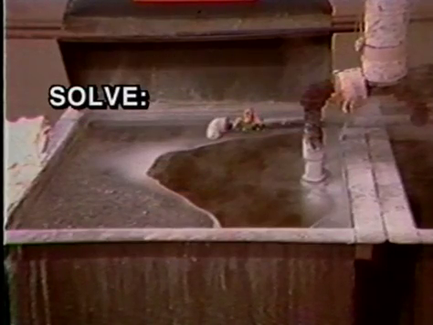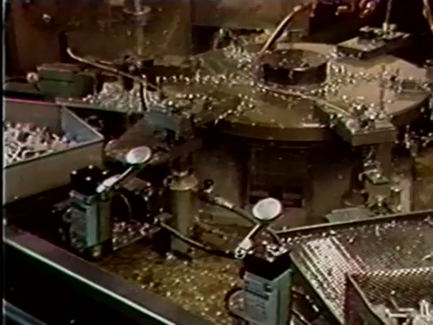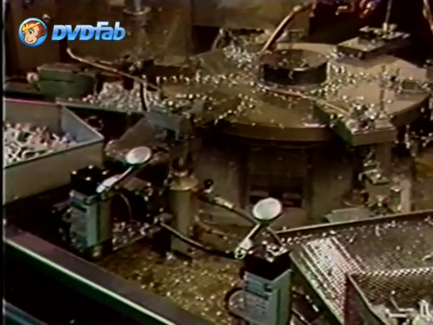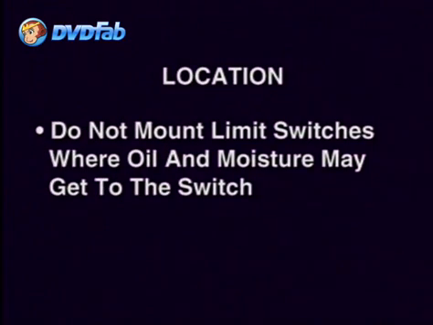To solve this problem, you may use or attach additional extensions to the levers to avoid proximity to a potential problem area within the machine and still provide motion detection of the part. Although limit switches are rugged and meant to last in an industrial environment, you need to be careful not to mount limit switches at the lower part of milling machines and lathes where oil and moisture may drop down to the switch and cause corrosion and malfunction.